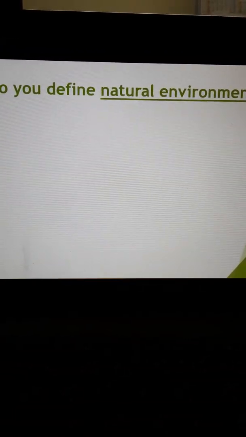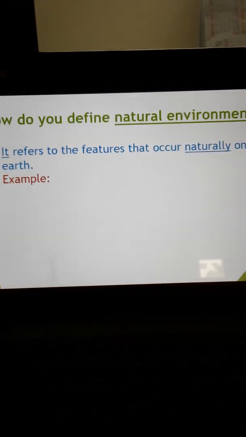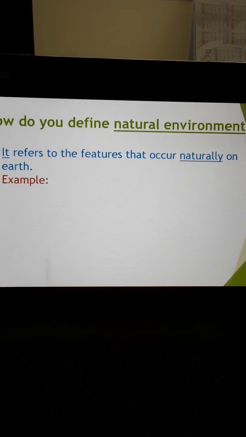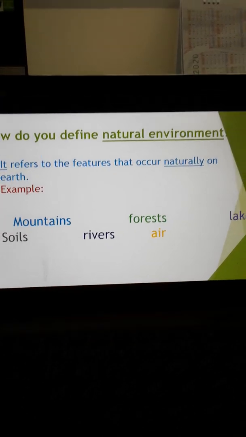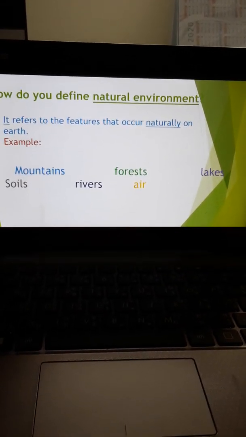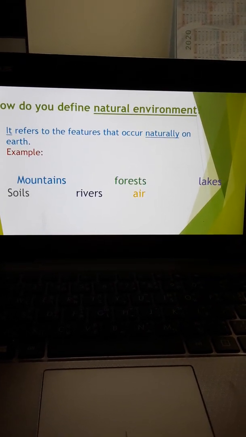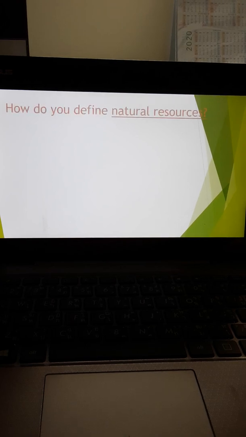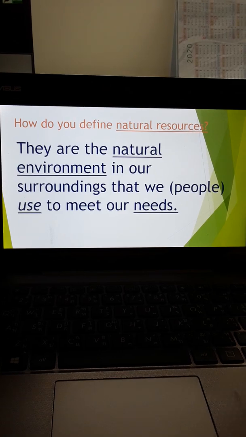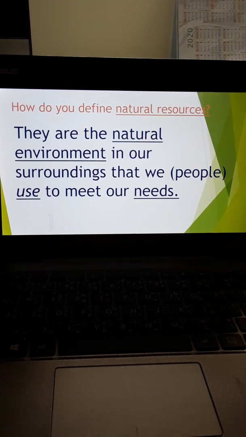But how do you define natural environment? Okay, it refers to the features that occur naturally on Earth. So, what are the examples? We have mountains, forests, lakes, soils, rivers, and air, and everything that is around us, which is not made by man. But what about the natural resources? Okay, they are the natural environments in our surroundings that we people use to meet our needs.